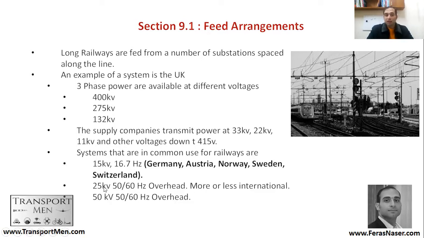In the UK, it's 25 kV, and in some countries, it's 50 kV. So these are the systems that are in common use, and you get this from the electricity company. It can have a supply range between 33 and 11 kV. It depends on different companies.